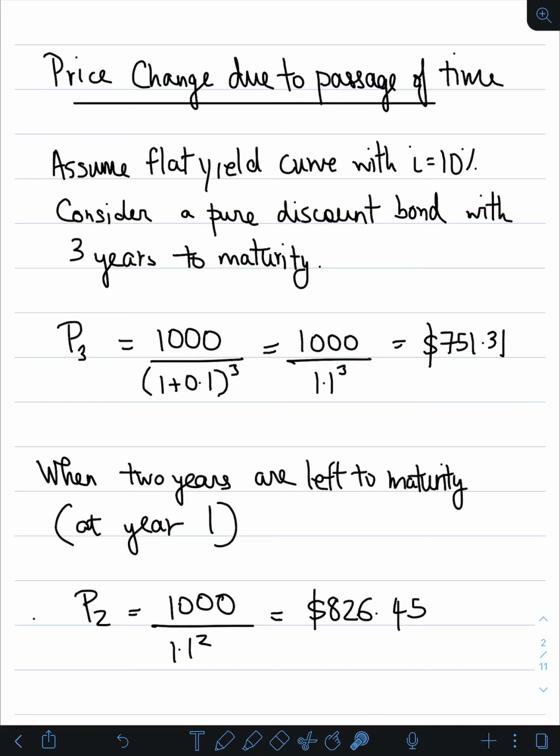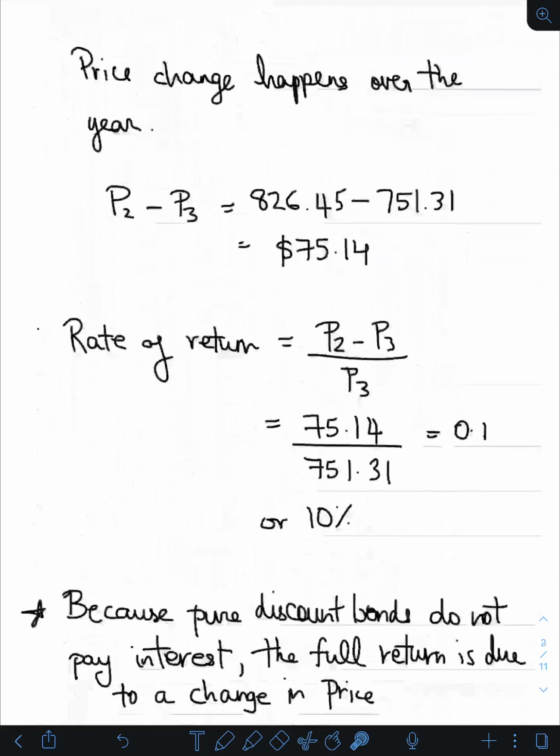As the maturity is getting closer and closer, the price is actually going closer and closer to 1,000. Since it's a pure discount bond, the price will keep rising towards 1,000 as the maturity gets closer.